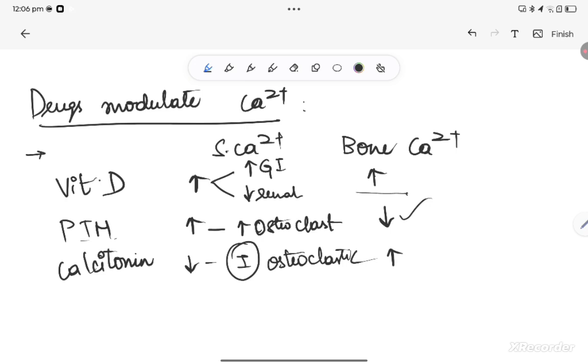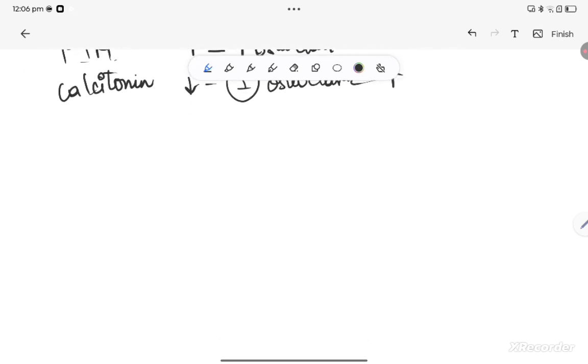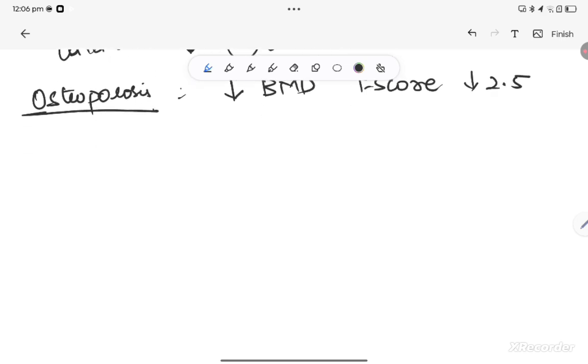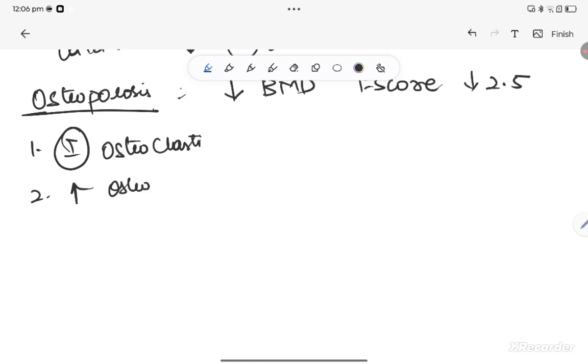With this background, let us go into the disease which we all are concerned about, that is osteoporosis. Osteoporosis is reduced bone mineral density with a T-score of less than -2.5. Now, obviously, we have to treat osteoporosis. To treat osteoporosis, what are the major goals? So, how can we treat osteoporosis? Obviously, by inhibiting osteoclastic activity. Second thing is by increasing osteoblastic activity. Third thing is by doing both.